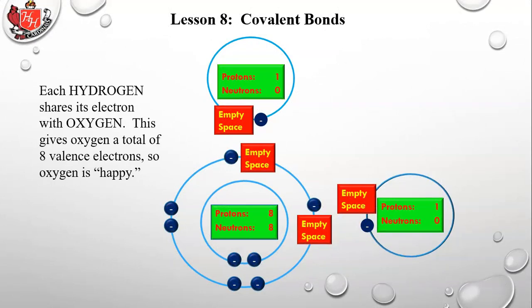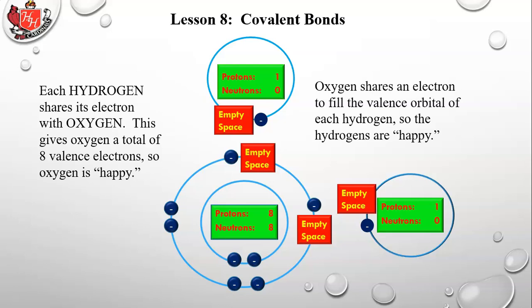So each hydrogen shares its electron with oxygen. This gives oxygen a total of 8 valence electrons, so oxygen is happy. Also, oxygen shares an electron to fill the valence orbital of each hydrogen, so the hydrogens are happy.